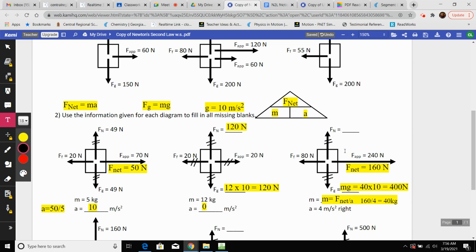So if my weight is 400 newtons and these two forces are balanced, that means the normal force has to be 400 newtons. Because you did 40 times 10. So Fg is weight, mass times gravity. We figured that the mass was 40, gravity's 10, and 40 times 10 is 400. Since those two are equal, if you're just looking at the diagram, normal force is going to be 400.